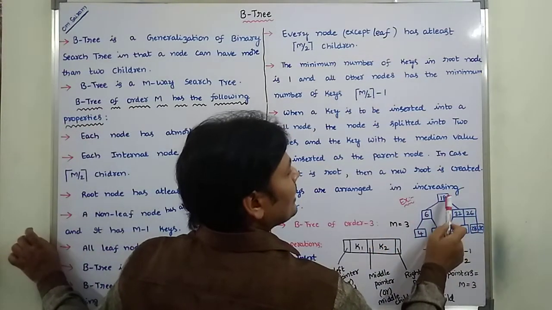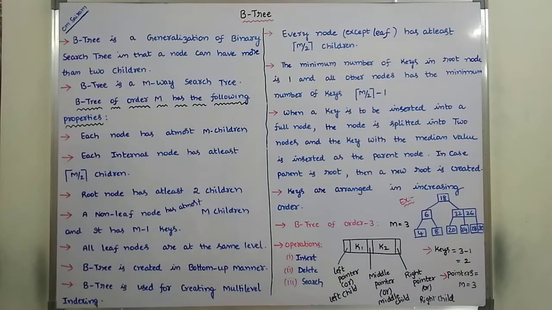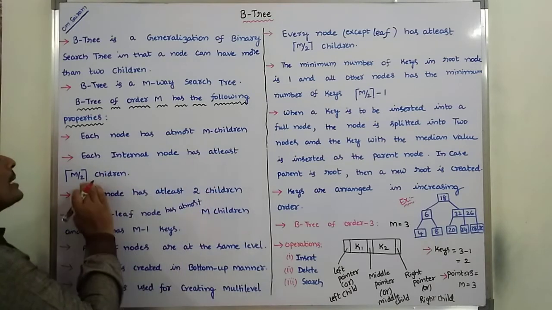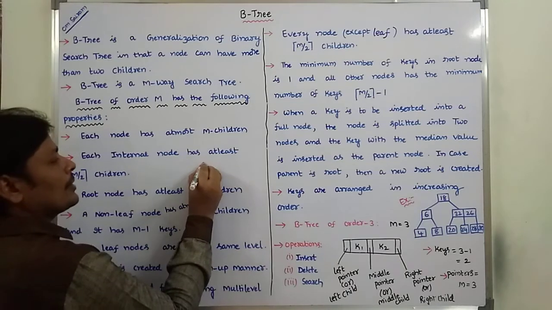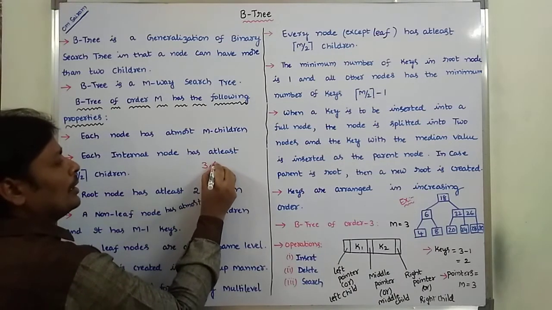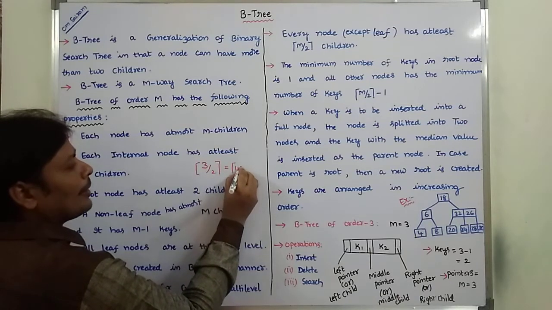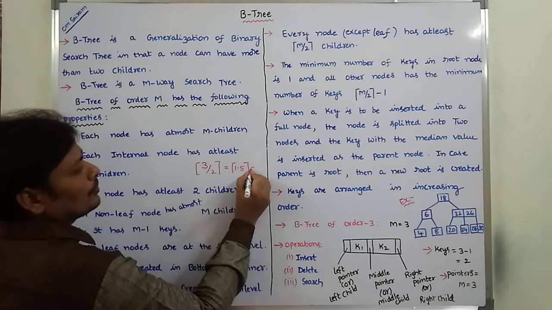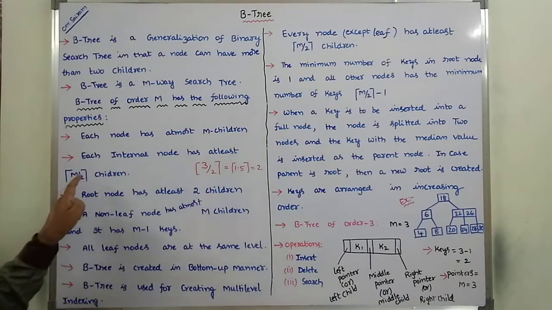This is called an internal node. This is called an internal node. The root node is also an internal node. Here each internal node has at least ceiling of m by 2 children. Here m is equal to 3, so that is 3 by 2 ceiling value, which is 1.5, and the ceiling of 1.5 is 2. Each internal node has at least the ceiling of m by 2 children.